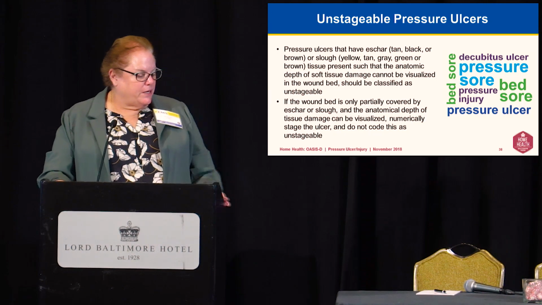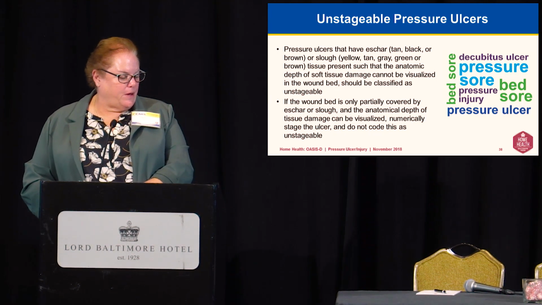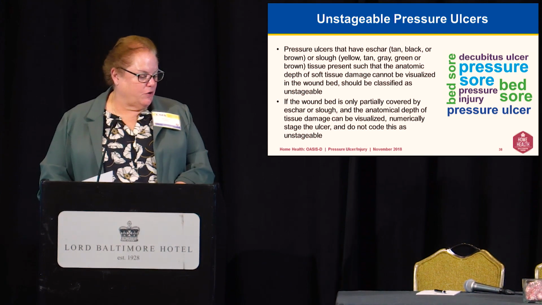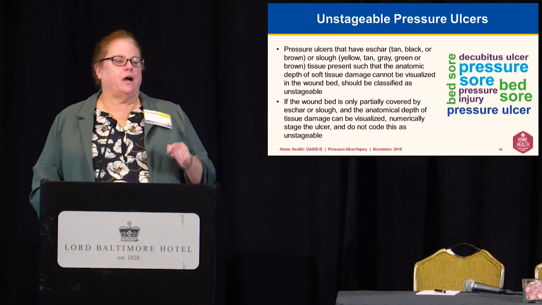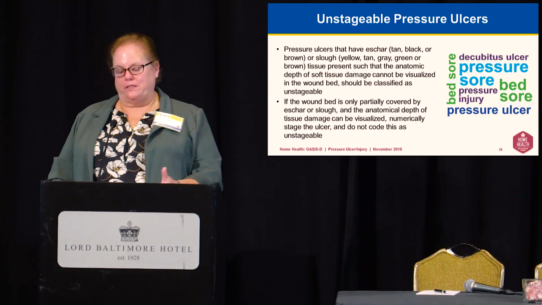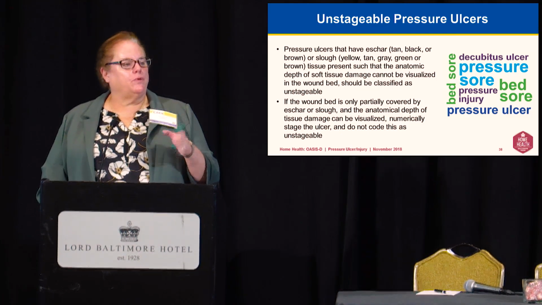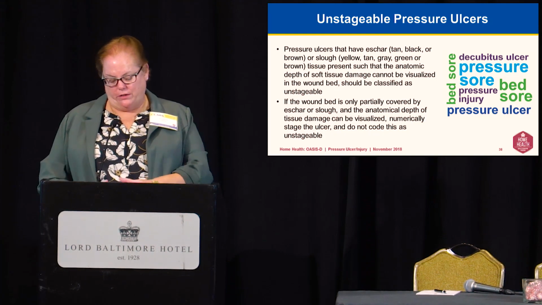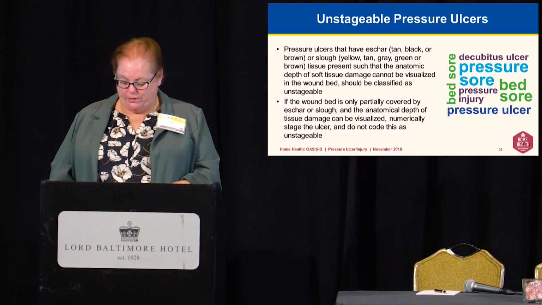And then if the wound bed is only partially covered by eschar or slough and the anatomical depth of the tissue damage can be visualized, then numerically stage the ulcer and do not code it as unstageable. So again, going back to what we already talked about, if you see the bone, you see the tendon, it's a stage 4. If the wound is partially covered with slough or eschar, but you can see the base and you're comfortable in staging, go ahead and code that as whatever stage it is, 3 or greater.